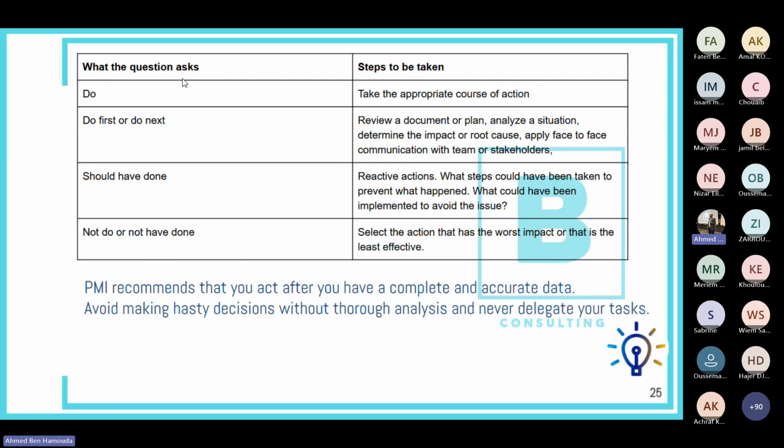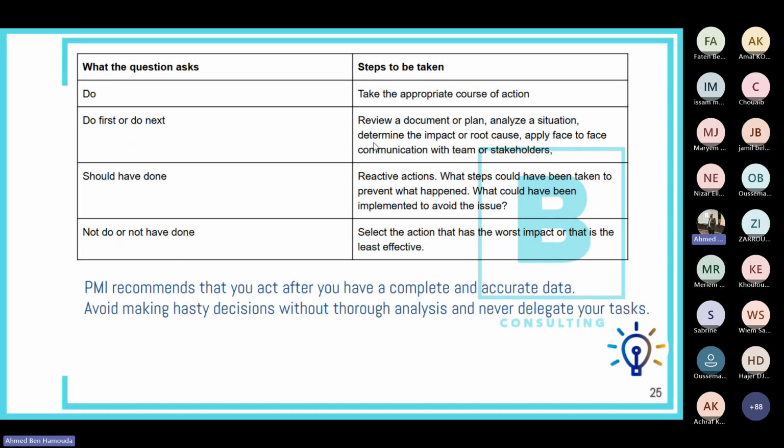If the question asks you what to do first or what to do next, then usually you go ahead with answers such as reviewing a document or reviewing the plan. For example, analyze the situation. These are the kind of answers you pick. Determine the impact, find out the root cause, go for a face-to-face meeting, communication with the team or stakeholders. So usually these are the answers that you pick when the question asks you what to do first or what to do next.